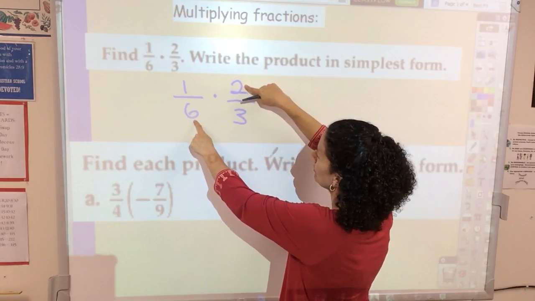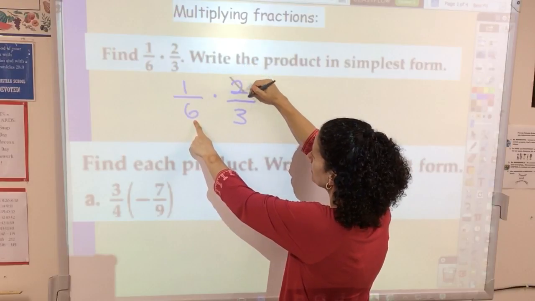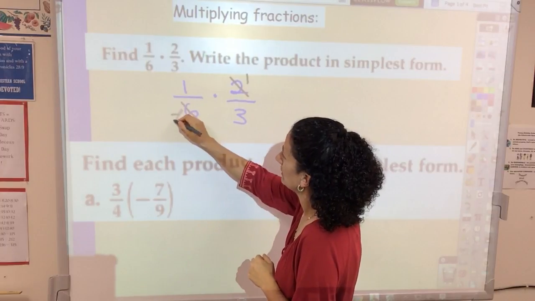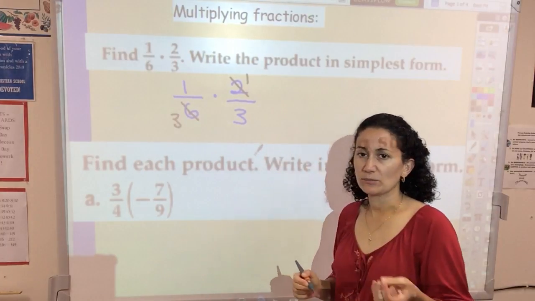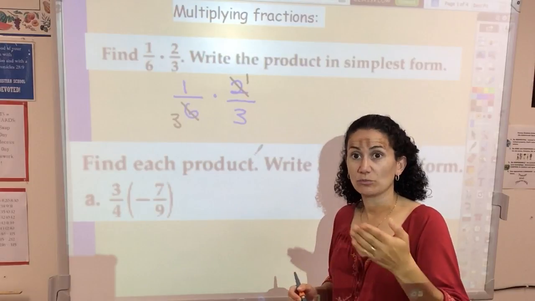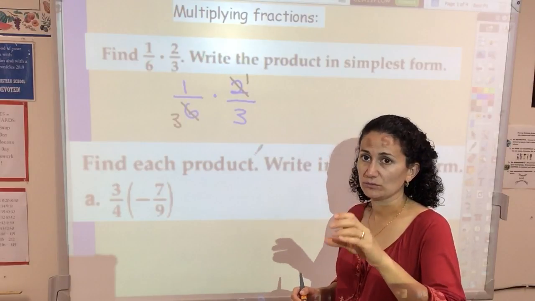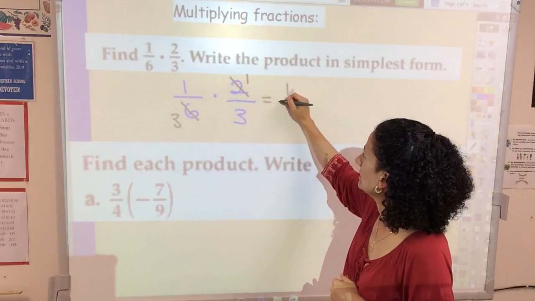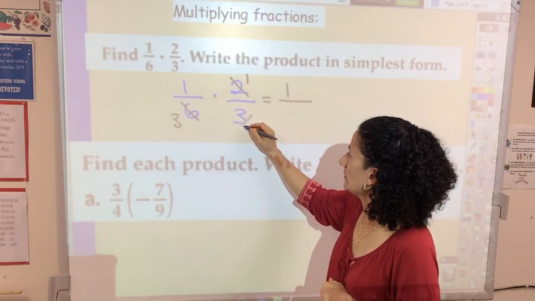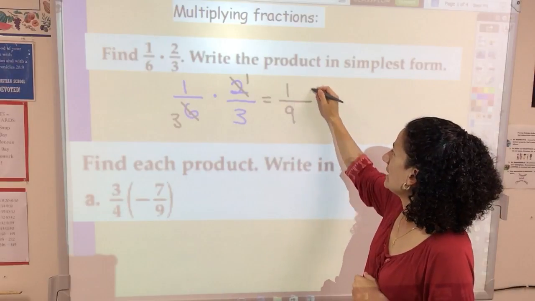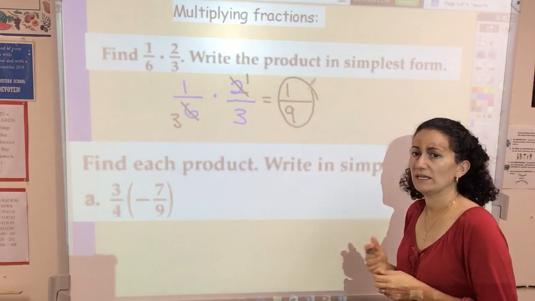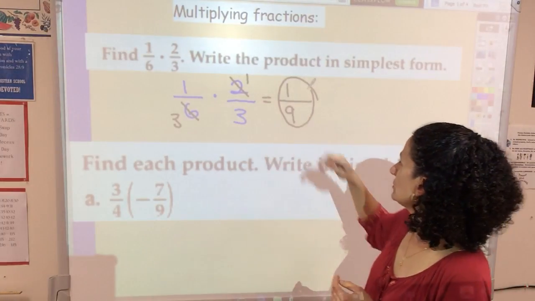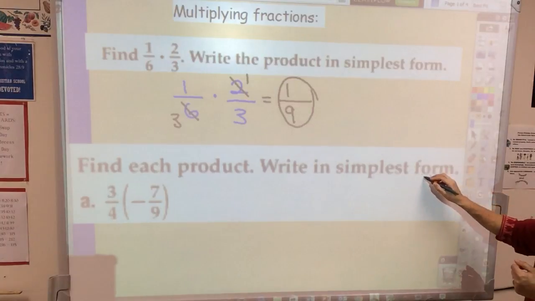2 and 6 are divisible by 2. So I simply cross them out. 2 divided by 2 is 1. 6 divided by 2 is 3. I made the problem a little simpler for myself, and at the end, my answer will be in simplest form, or reduced terms. So now I'm just going to multiply numerator by numerator, 1 times 1. Denominator by denominator, 3 times 3. And if I've done all my reducing carefully, my cross simplifying, my answer will be in simplest form. Always double check to make sure your answer is in simplest form.